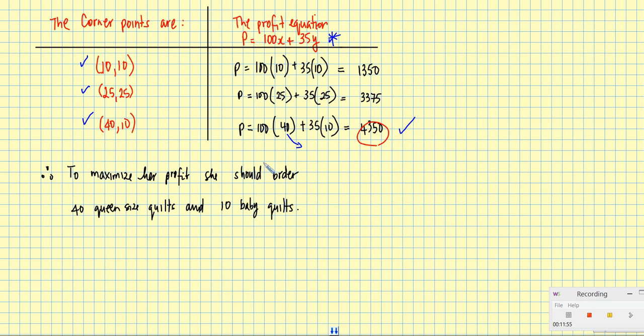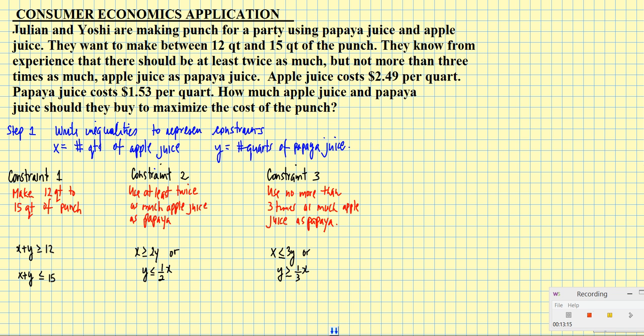If we are trying to maximize profit, then we're going to order 40 queen-size quilts and 10 baby quilts. Okay? So we know 40 queen-size and 10 baby blankets. Quilts is referring to blankets, by the way. So 40 queen-size blankets and 10 baby-size blankets are going to give her the best profit in terms of combinations of what blankets to buy. Okay? That should take care of one example. All right, let's move on to a second example.